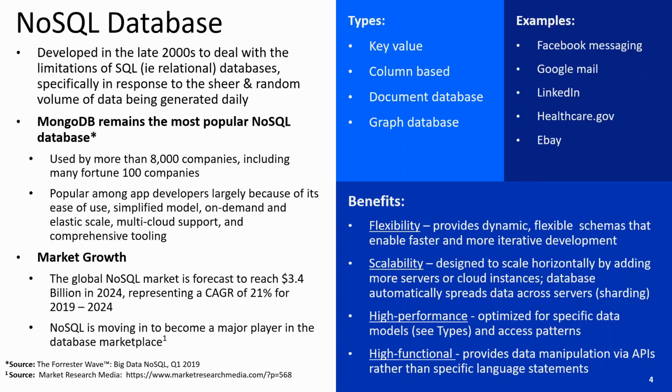The first one is key value. It's a simple model, as the name says, that has a pair of unique keys and a value associated with it. It's used a lot for web type applications, and some of the specific databases you might have heard of are Redis, Cassandra, and DynamoDB, which is one from Amazon. These are all key value types of databases.